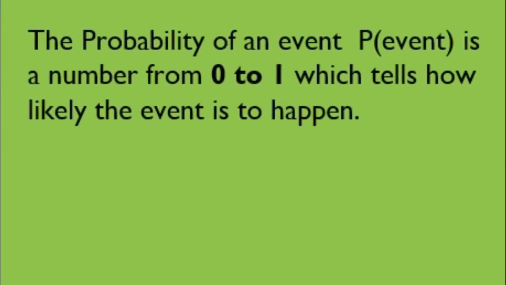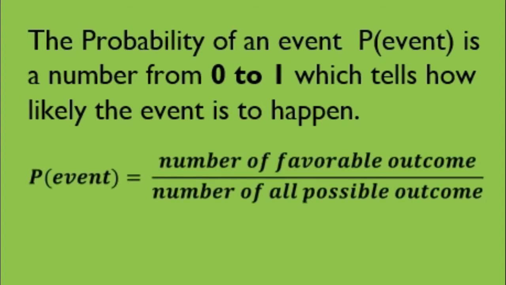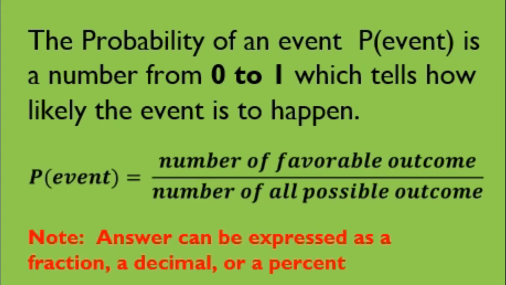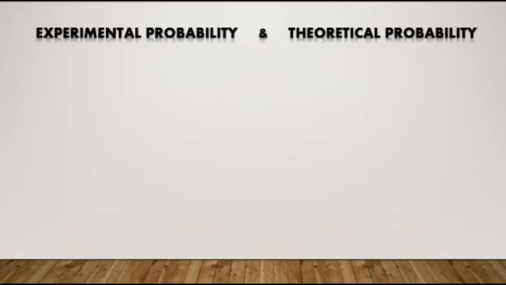And remember that the probability of an event, or P of event, is a number from 0 to 1, which tells how likely the event is to happen. And for the formula, P of event is equal to the number of favorable outcomes over the number of all possible outcomes. And note, the answer can be expressed as a fraction, a decimal, or a percent. And now let's see the difference between experimental probability and theoretical probability.